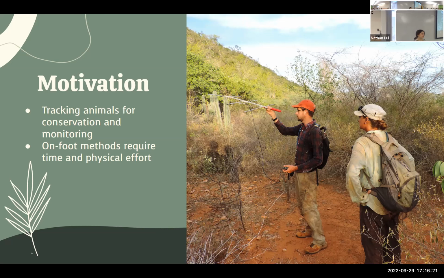Tracking animals for conservation and monitoring is a big part of what a lot of ecologists do. Just knowing how many animals a habitat has and seeing trends and differences and stuff like that. And on-foot methods require a lot of time and physical effort. So in the image here is an example, that big antenna that the scientist is holding, they basically take those and they have to walk around until they see where the animal is, they receive a signal and follow it around. So we're looking at simplifying that.